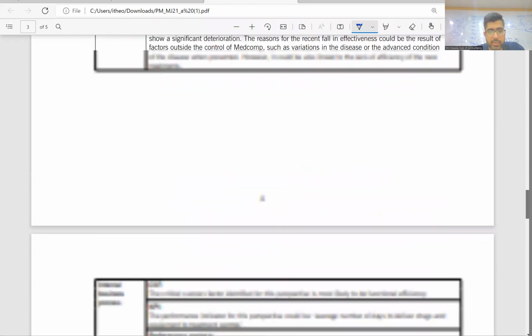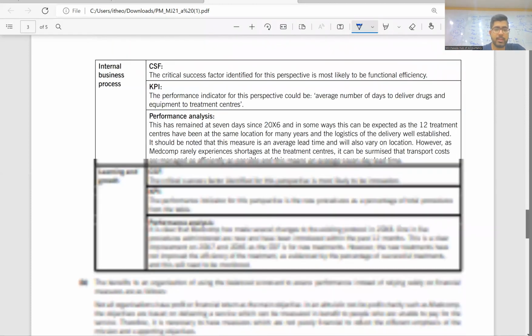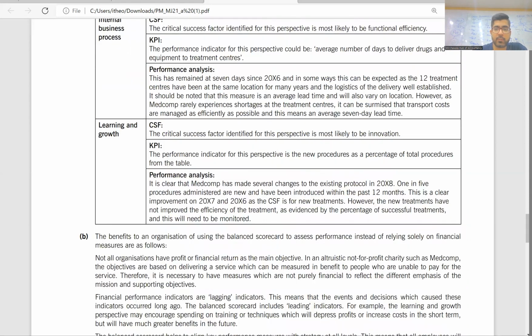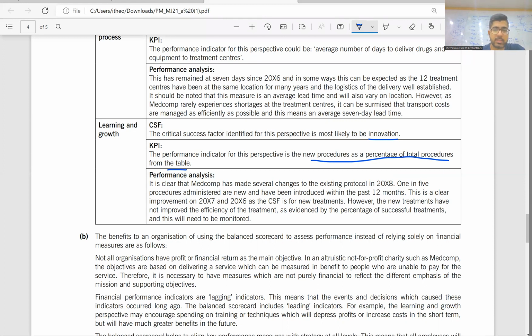Then I talked to you about innovation. Learning and growth, fourth perspective. The critical success factor is innovation out of these four. Indicator to measure innovation is new procedures as the percentage of total procedures. Then 2 marks analysis. It is clear that MEDCOMP has made several changes to existing protocol in 2008. 1 in 5 procedures. 1 in 5 means 1 upon 5, 20%. You don't need to write the statement. You can say 20% of procedures are new and have been introduced last year. This is a clear improvement on 2007 and 2006 for new treatments. However, new treatments have not improved efficiency. We will just check about efficiency. So it's just a basic analysis.